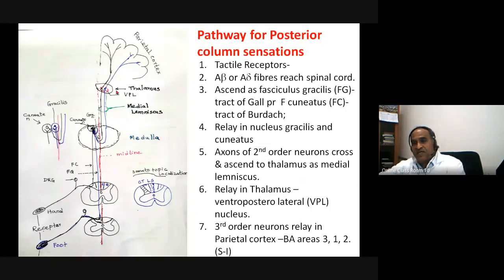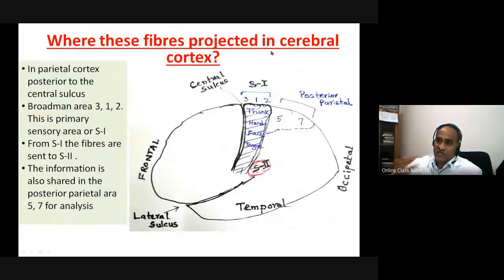Okay. Then in the thalamus, they relay in the ventro-posterolateral nucleus of the thalamus, and the third order neurons relay in the parietal cortex, Brodmann areas 3, 1, 2. Steps 1 to 7 are the pathway for posterior column sensations. You want to remember where these fibers are projected.